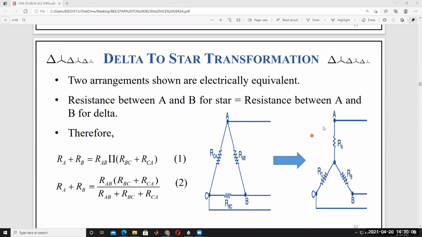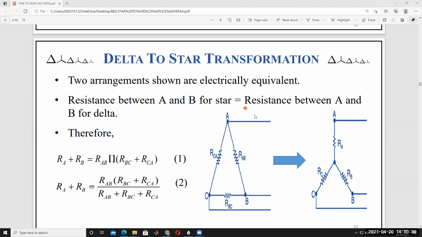RA plus RB is equal to the addition of these resistances. The two resistors are added because the current is not dividing here. Only current is entering and leaving like this. So that's why RA and RB are adding together. RA plus RB is equal to RAB parallel to RBC plus RCA. These two are series because the current is entering like this and leaving like this.